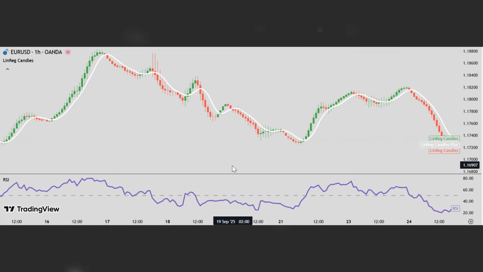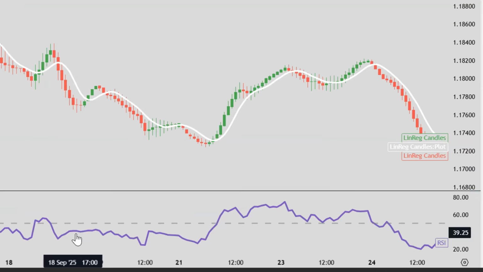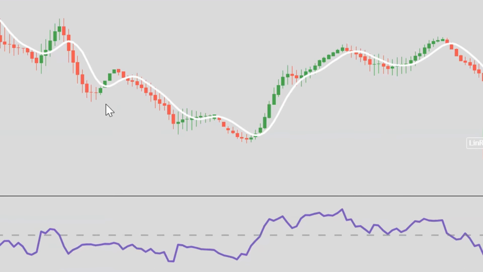Let's look at a sell trade example. Here on the chart, take a look at the RSI at 42. This shows the market is trending down. Notice the candles moving up slightly above the moving average line.